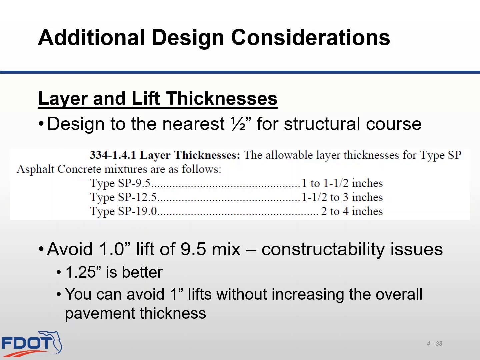The thinner the lift is, the quicker the asphalt cools, and if it cools too quickly, it may create compaction issues. So this brings up another consideration, that's lift thickness of a 9.5 mix, whether it's a structural course or a friction course. Although the specifications allow for a 1-inch lift of 9.5 mix, our recommendation is to try to avoid using a 1-inch lift if you can. In most cases, you can design around having to use a 1-inch lift by adjusting your other pavement layers. Just be sure, though, when you adjust your pavement layers, that you do not change the overall pavement thickness.